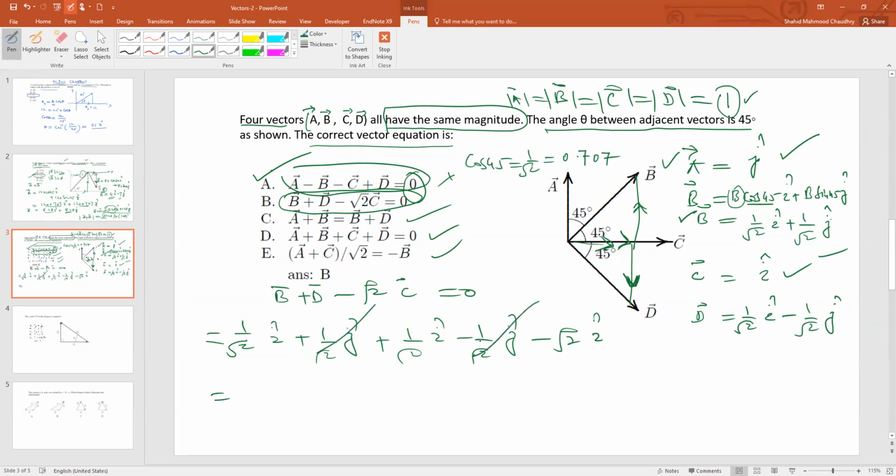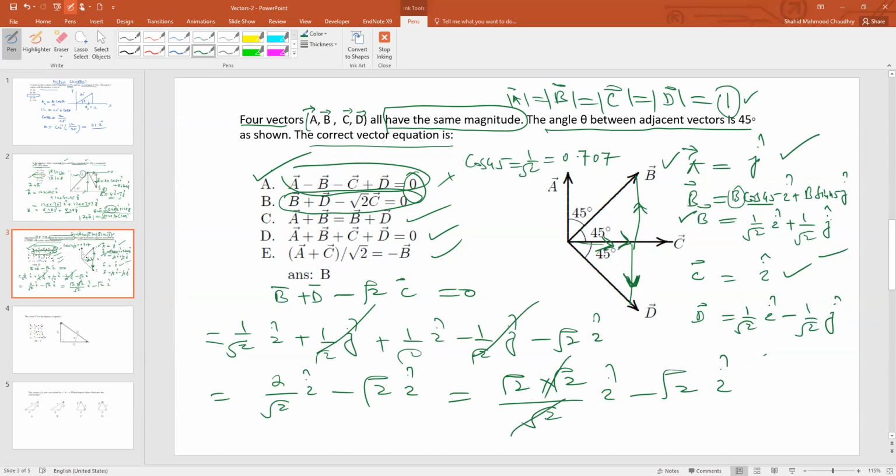So this J will cancel with this J, and 1 over root 2 I plus 1 over root 2 I will be 2 over root 2 I, minus root 2 times I. So you can write root 2 times root 2 over root 2 times I, minus root 2 times I. So this root 2 will cancel with this one. You will get this answer, and this will cancel and the answer will be 0. So if the answer is 0, it means our correct answer is this one. Don't go to the other options.